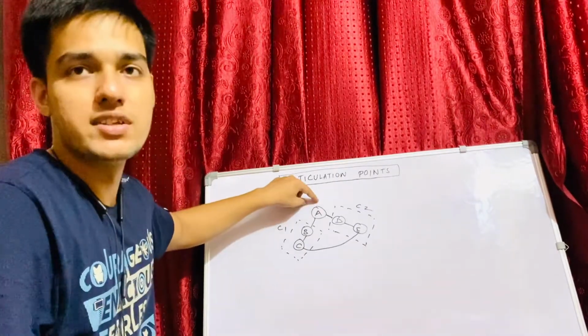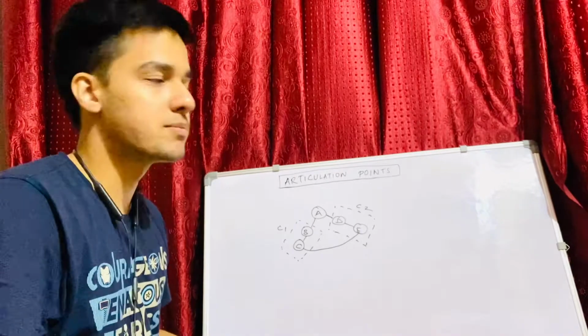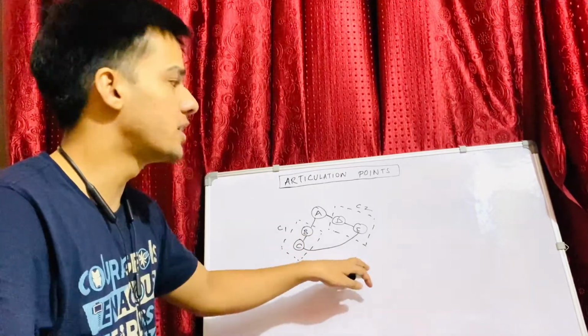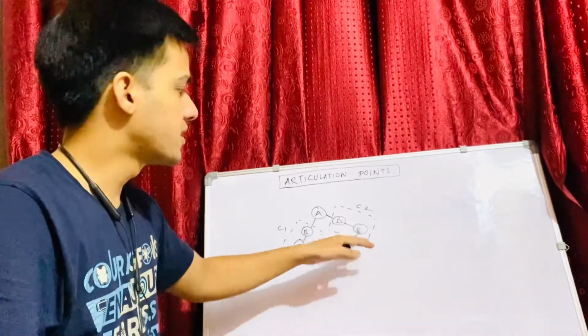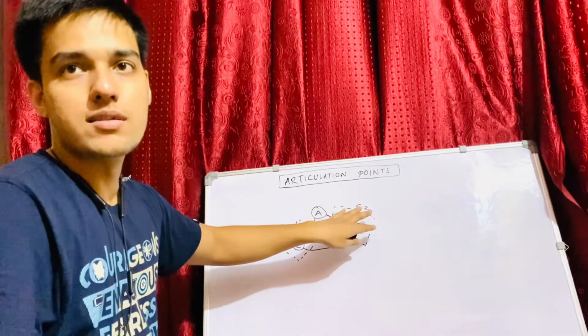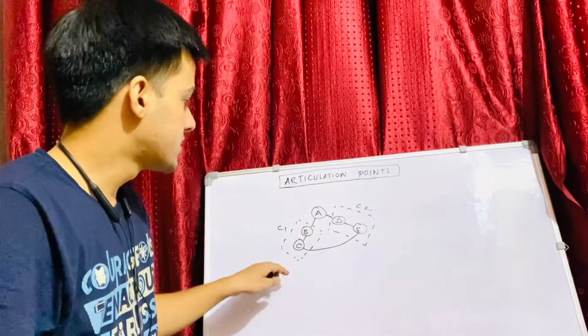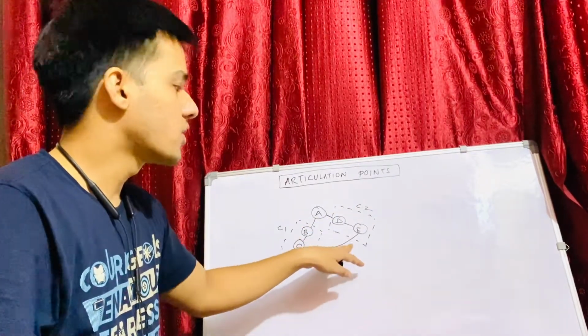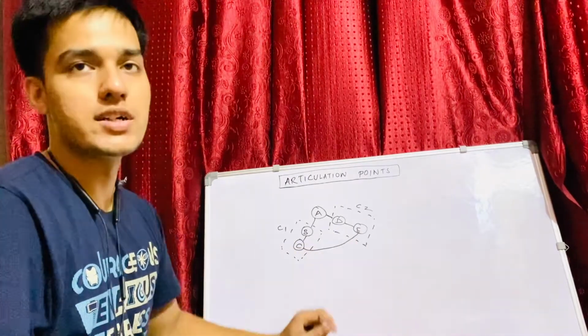So even if we remove this A, this clearly won't be an articulation point because there is a separate path from component 1 to component 2, right? Doesn't matter on what order these vertices are there. It's just that there should be a path or an edge from component 1 to component 2.